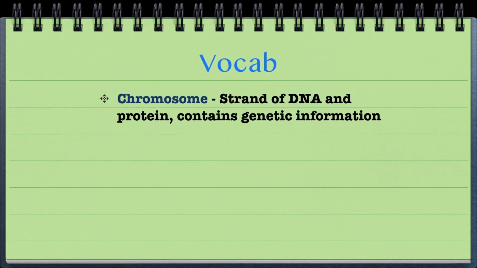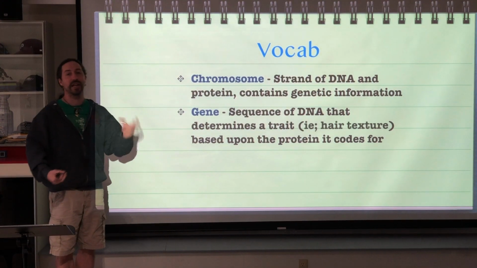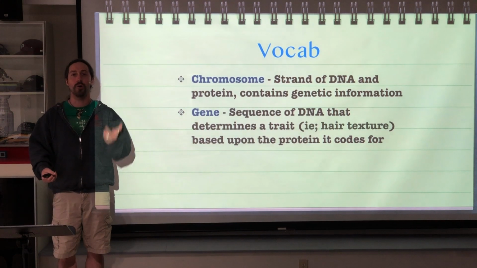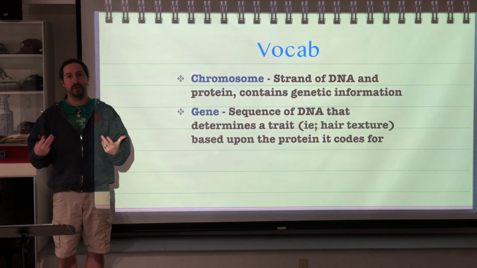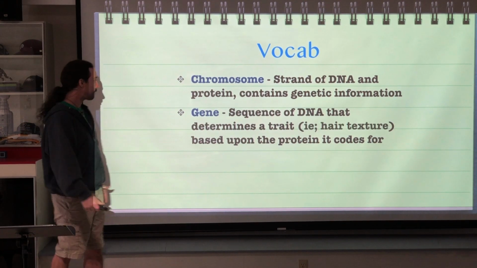Before we get too far, though, we need to look at some vocabulary to make sure that we understand exactly what we're talking about. The first thing that we need to understand is what a chromosome is. A chromosome is a strand of DNA that is wrapped around some proteins, and it contains your genetic information, which then leads us to genes. So genes are segments of the DNA that code for a specific trait. So they code for a specific protein, which will then control a specific trait.